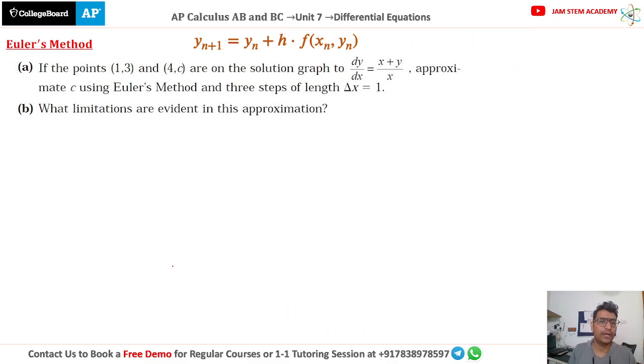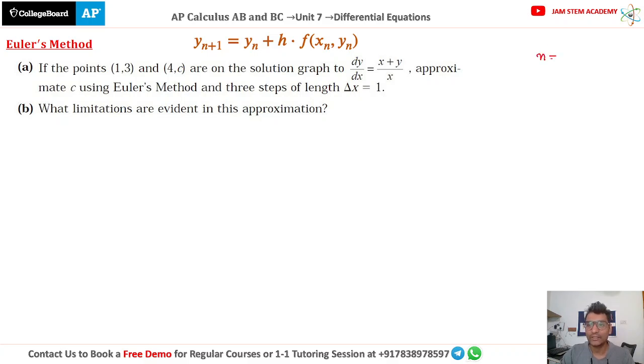The question is: if the points (1, 3) and (4, c) are on the solution graph, dy over dx equals x plus y over x, then approximate the value of c using Euler's method and 3 steps of size delta x equals 1. So this time they are giving you 3 steps, right? You have to take 3 steps of size delta x equals 1. So we have the n value as well in this case. That's easy for us now.